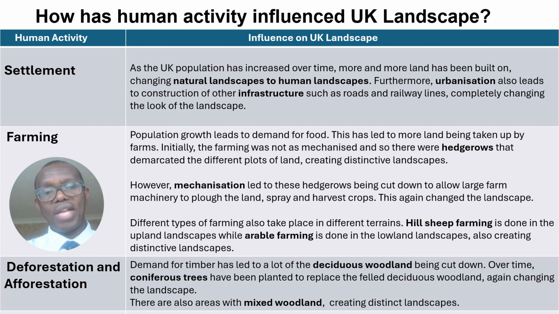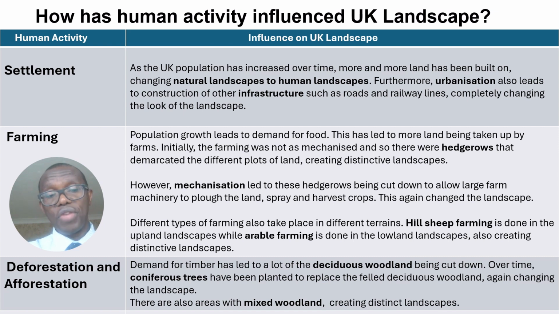So having looked at the physical processes that take place in different landscapes in the UK, so upland landscapes and lowland landscapes, we are now going to look at the impact of humans on the landscape. And this is obviously in the form of human activity. And the first one we'll look at is settlement.